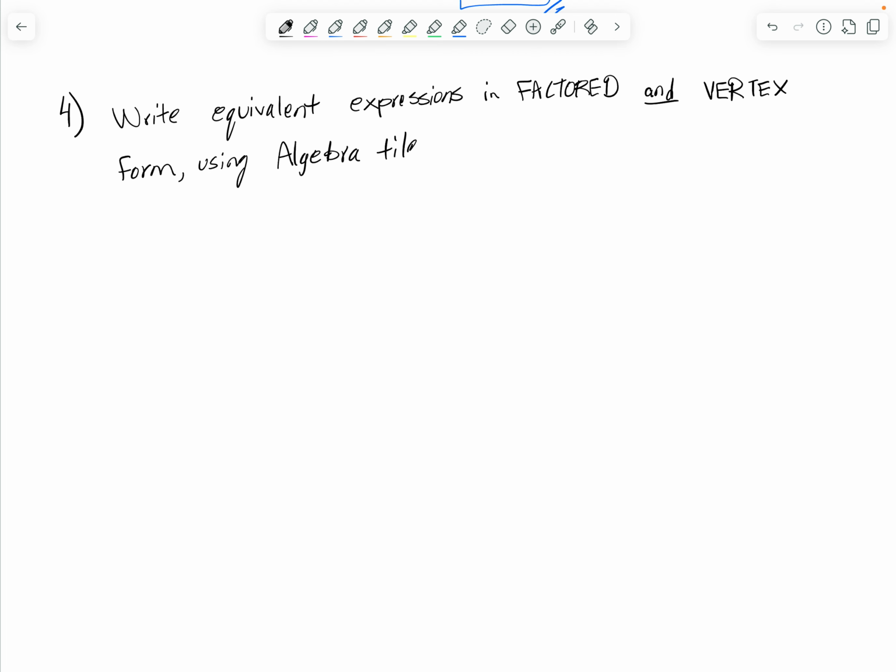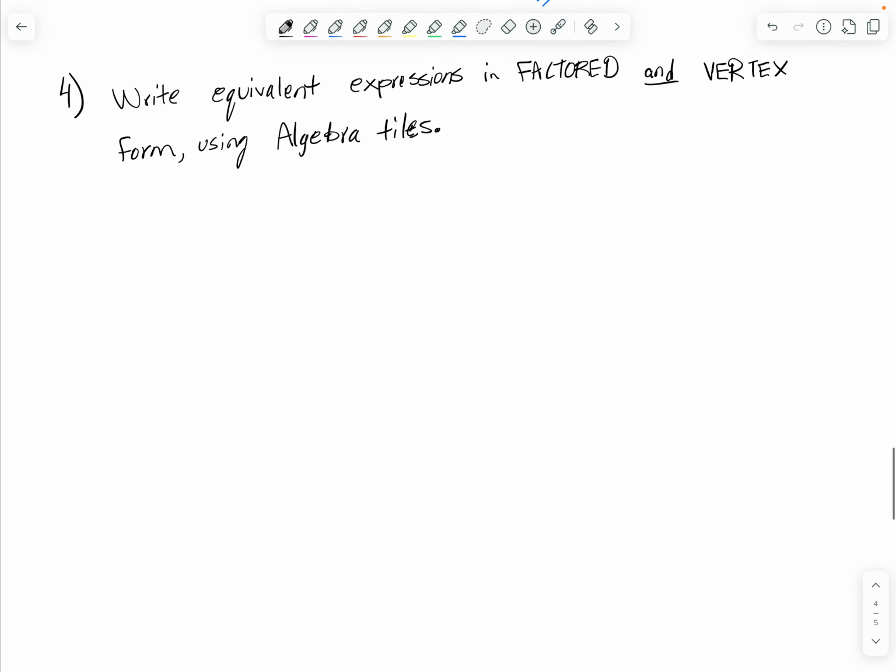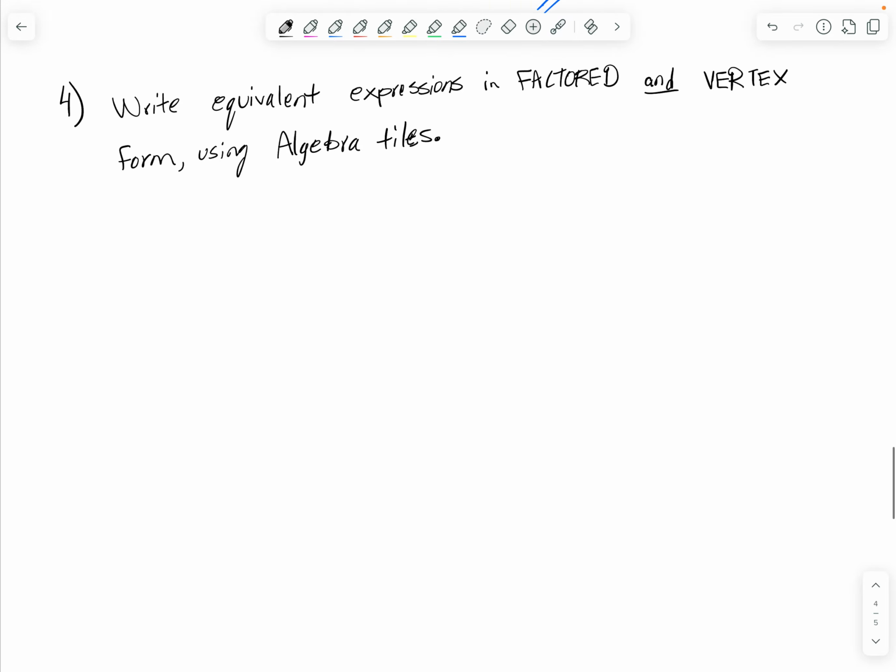For this first one, for this type of question, I'd like you to use algebra tiles. In the future you don't have to, but for this module, we'll stick to using algebra tiles, okay? So again, write equivalent expressions in factored and vertex form using algebra tiles. The one I give you is this example one right here: x squared plus 2x minus 15.